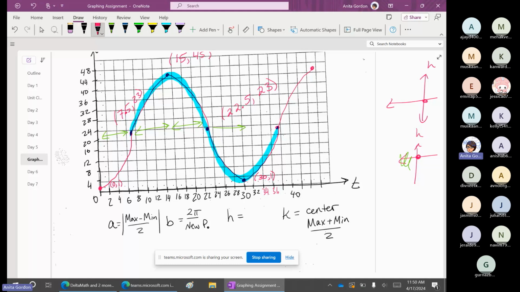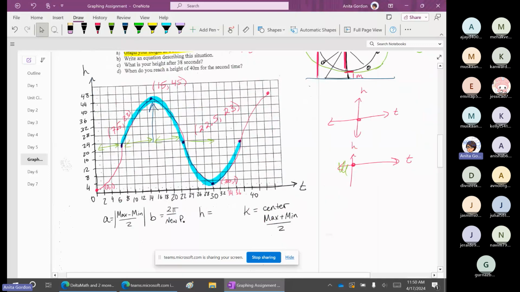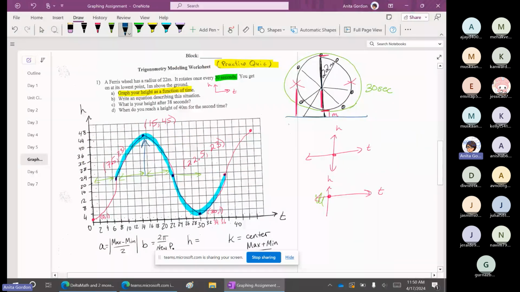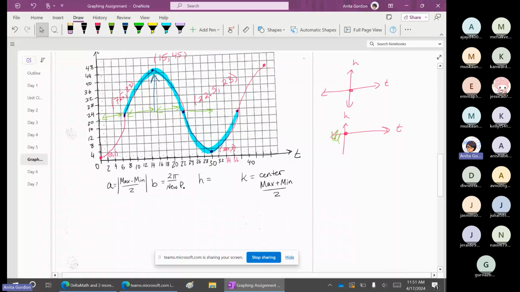Amplitude, the height of this wave, if you can kind of visualize it here, the height of the wave or the height of my circle is going to be the same thing as the radius. So 22 meters. If you did not recognize that from the picture or from the sentence, you could have taken the points 45 and 1, the height difference between the top and the bottom of the wave, to determine that value. So A is 22.